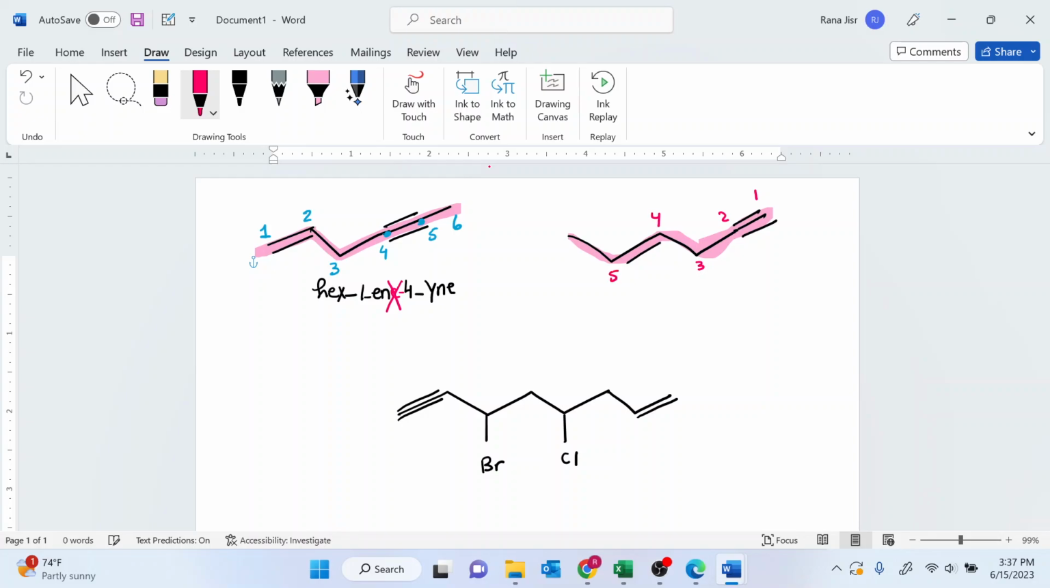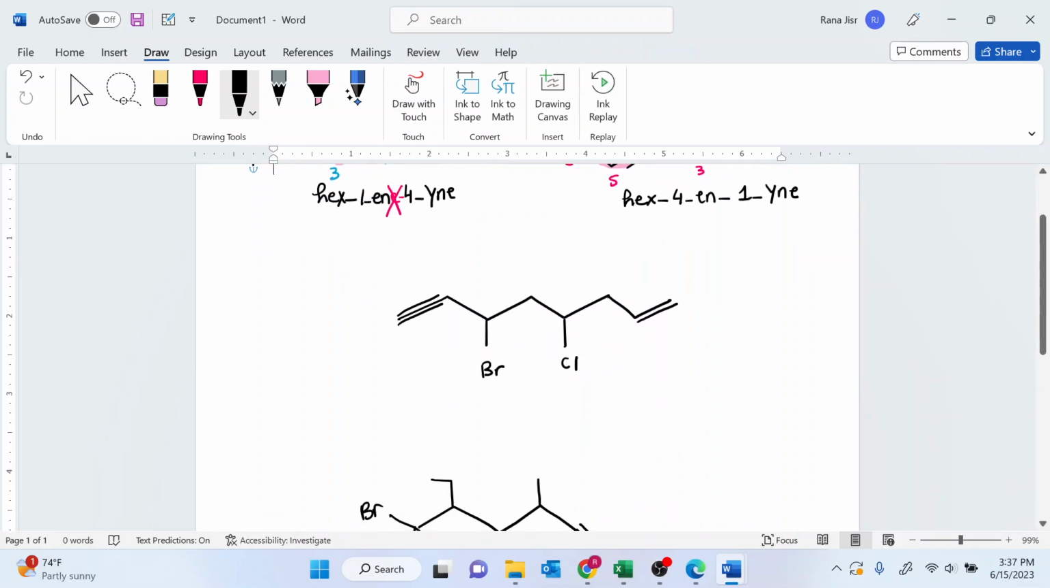This is 4, this is 5, and this is 6. But the ending is always going to be in the -yne. And it is on carbon number 1. On carbon number 4, I do have my -ene in there. And then the longest carbon chain, it's a hex. So that is going to be hex-4-en-1-yne.